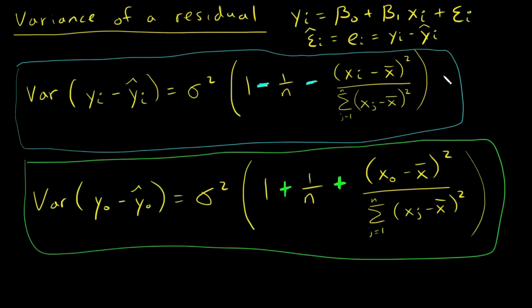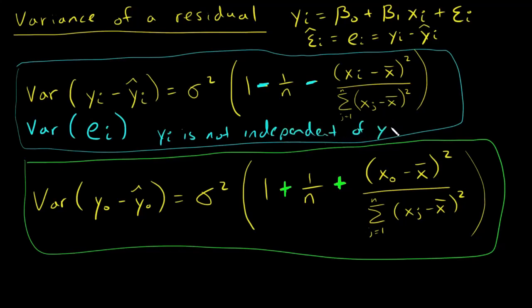Up top, this is the variance of a residual. You see here I've written yi minus yi hat. This is exactly the same thing as the variance of the residual. And when you're calculating this, you need to be aware that yi is not independent of yi hat. And why is that?